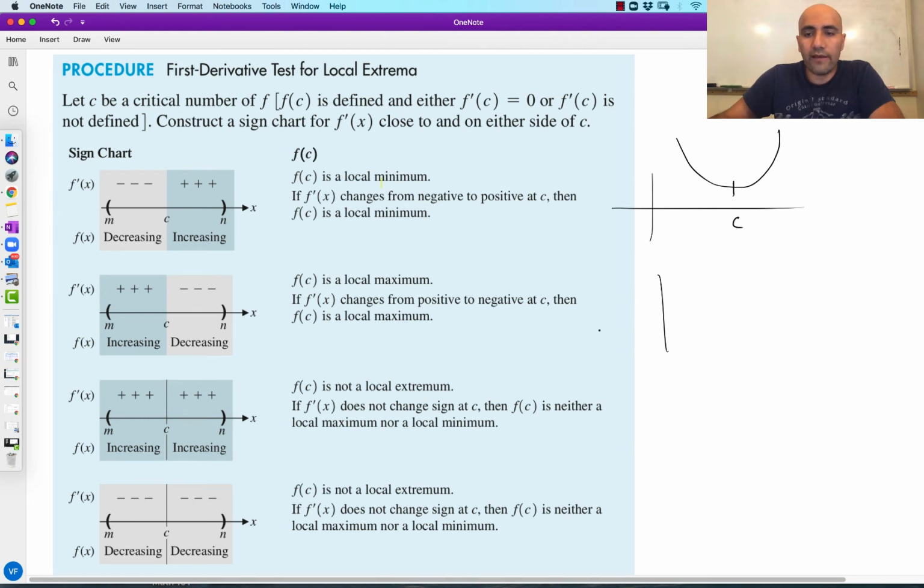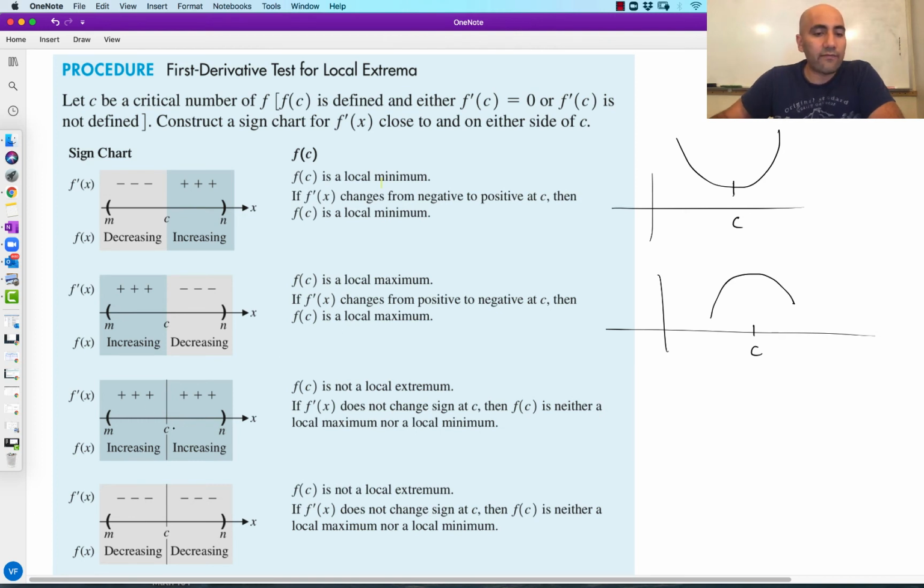For this one, we have a case where maybe it looks like this. And so here is c. The tangent lines are going to go from having positive slopes to 0 to negative slopes. So that would cover something that looks like this, and we have a local maximum.